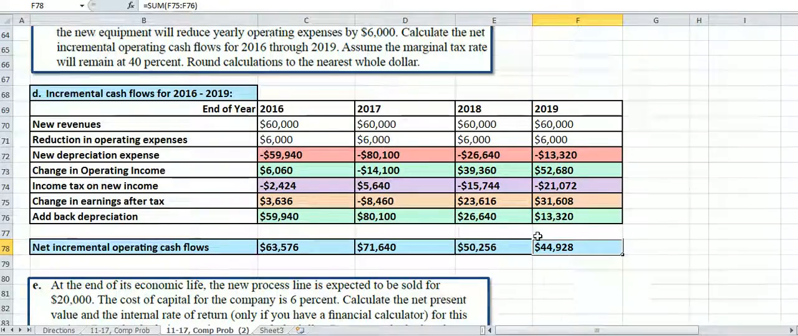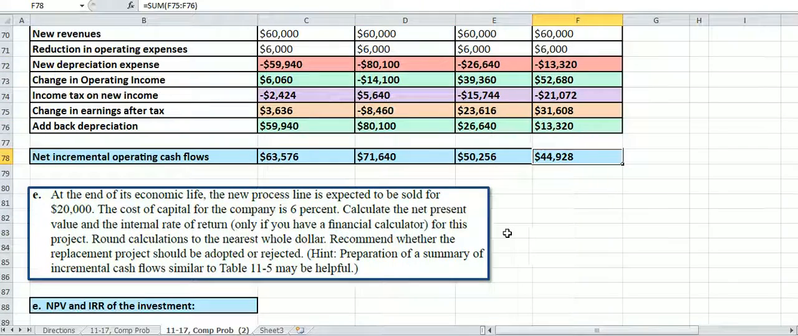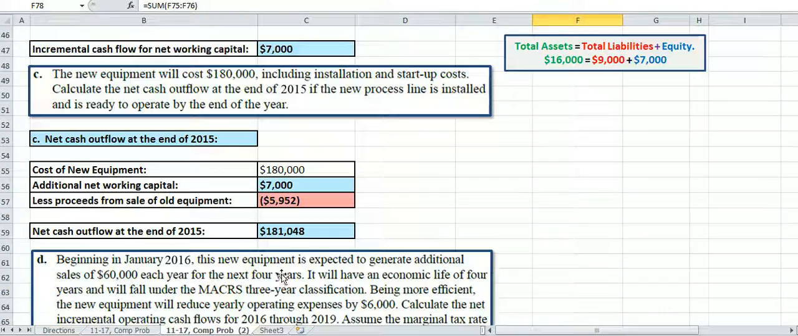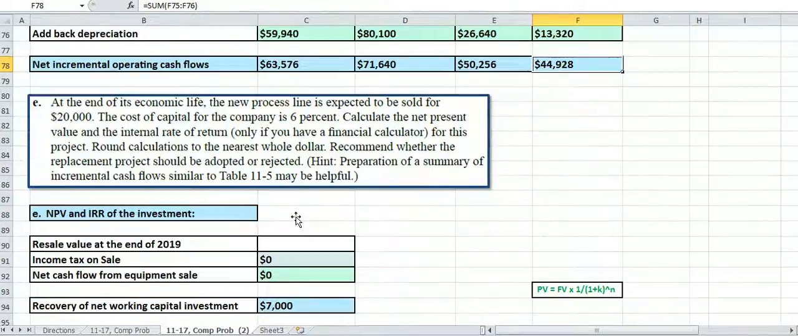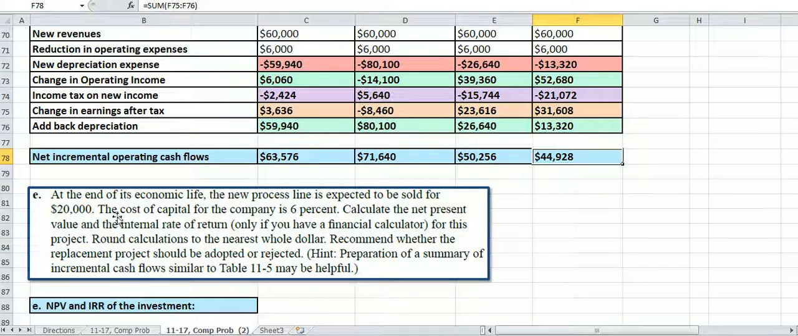Okay, so now the last part, or almost the last part. At the end of this new process line's economic life, we're going to sell it for $20,000. So we think about that. It was purchased up here for $180,000, and after 4 years it's going to have a resale value of only 20,000. So it lost a lot of value.